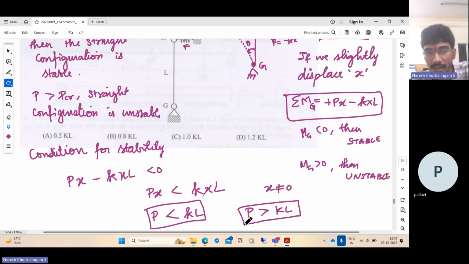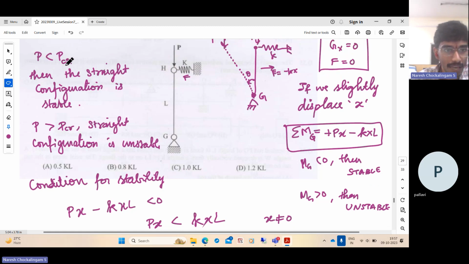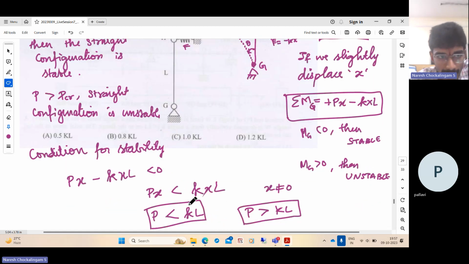So what is the critical load? If P is less than P critical, it is stable, and if P is greater than P critical, it is unstable. Therefore, P critical is equal to kL. That's all. So very simple problem.